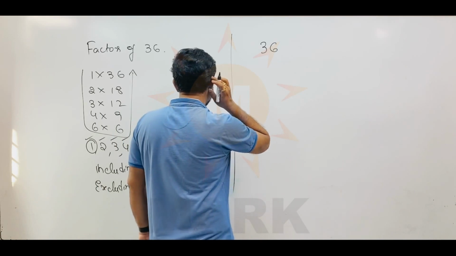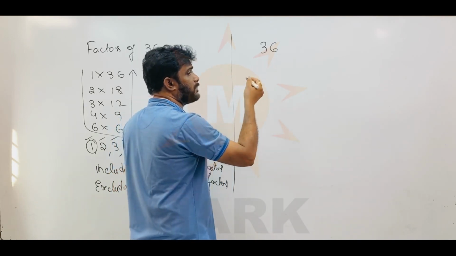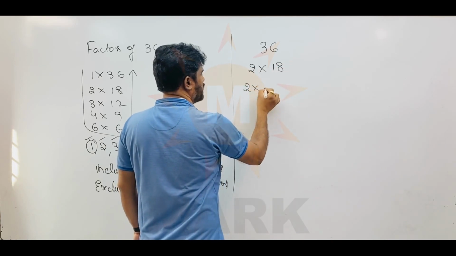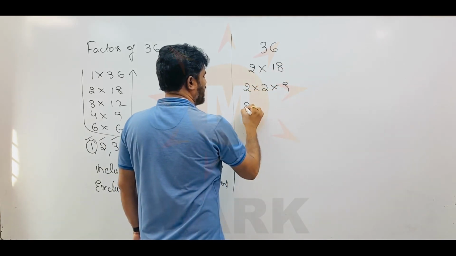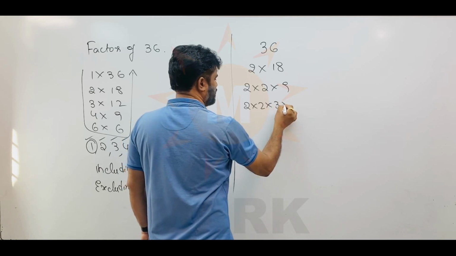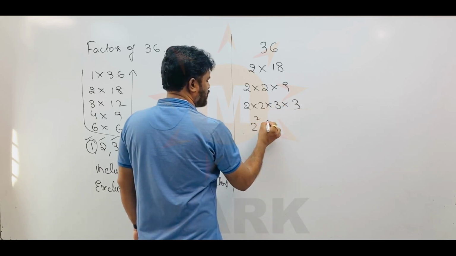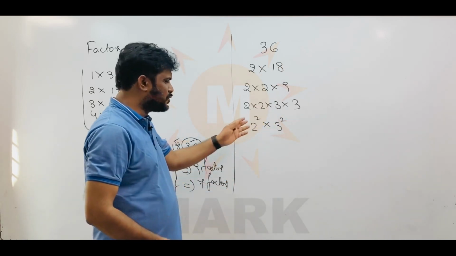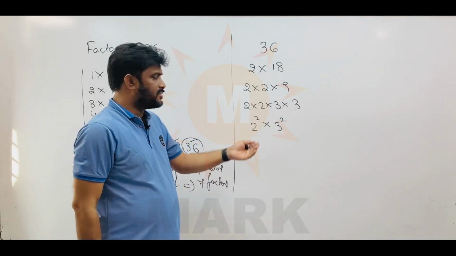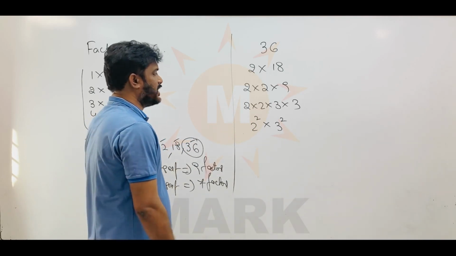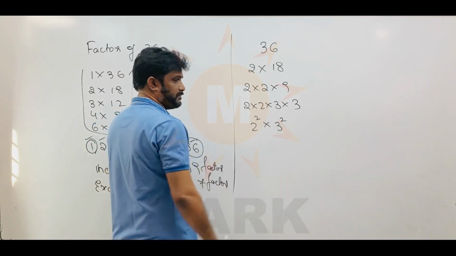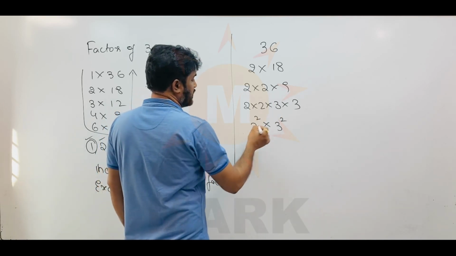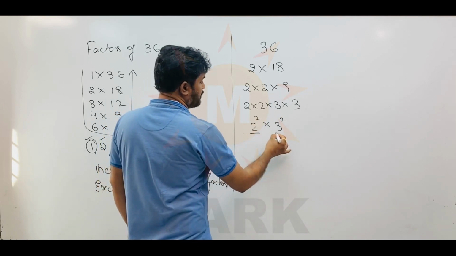36 is the number given. First, we will prime factorize it. So 2 into 18. Again it can be written as 2 into 2 into 9. Again I can write it as 2 into 2 into 3 into 3. So I can write it as 2 square into 3 square. What is 2 square? 4. What is 3 square? 9. So 4 into 9 is 36. Actually, I should not say 4 into 9; 2 square into 3 square. So prime factorization is done.